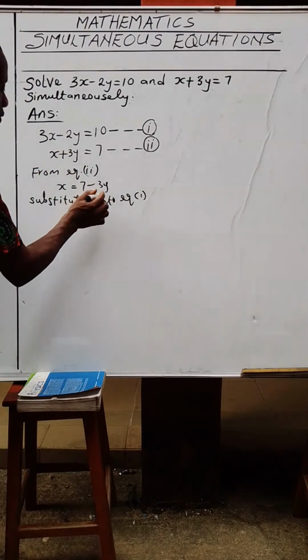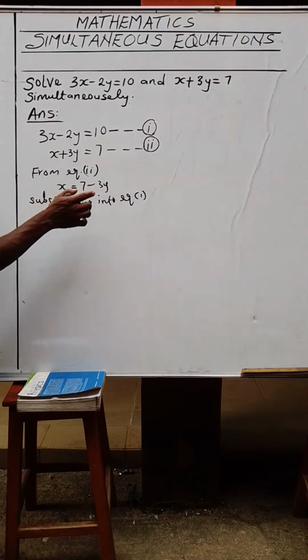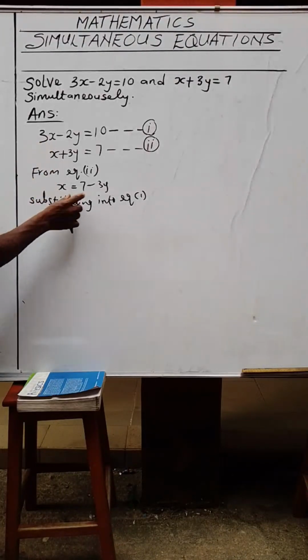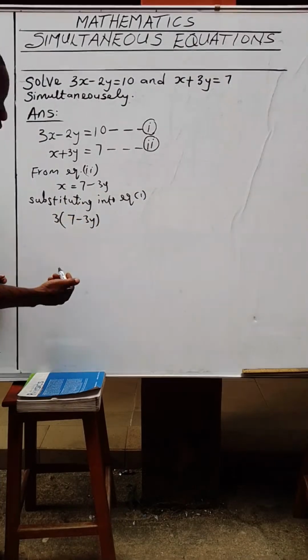So how do we substitute? We go to equation 1. Don't forget our equation 1 is 3x, all right? We have x here, so we open our bracket because we have x. Then instead of writing 3x, we come here and substitute for x, 7 minus 3y. This 7 minus 3y is what we are going to get here.